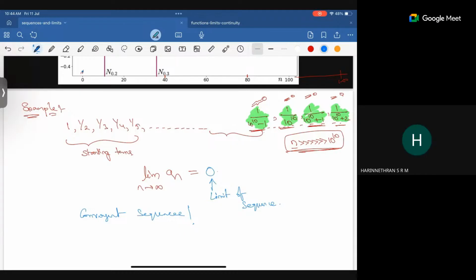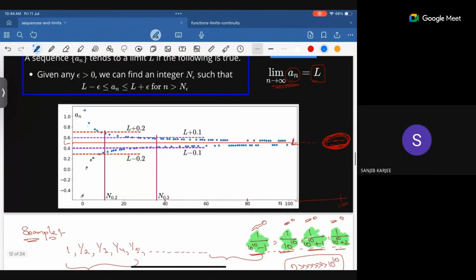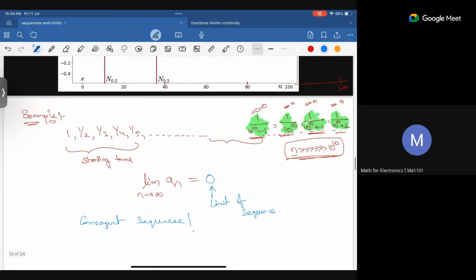Sir, I got it, but I couldn't understand the condition of convergent sequence. The condition is just limit existence. If the limit exists, then that sequence is convergent. Okay. But some limits can be 0, but the sequence is divergent. Can you give me an example?